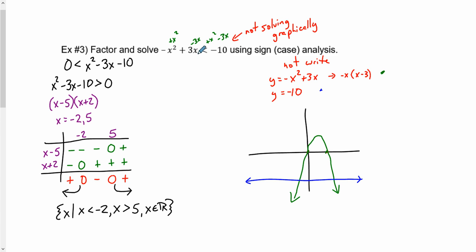The original question is just saying, where is this parabola less than negative 10? Well, it's less than negative 10 in this section and in this section. And by doing it graphically, what we're saying is, what are these 2 points? Well, we actually did solve them. They're negative 2 and positive 5.